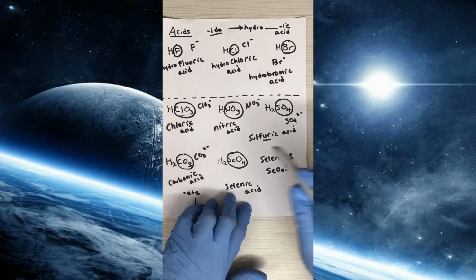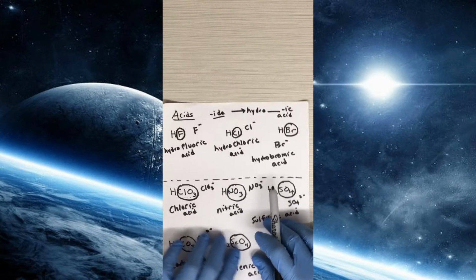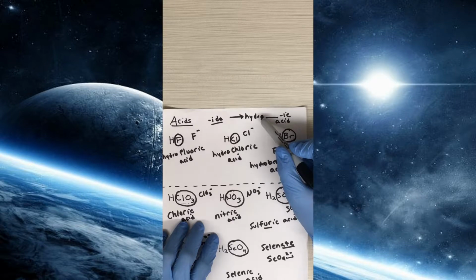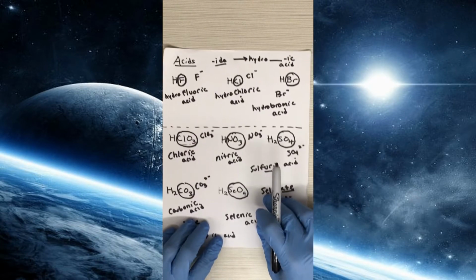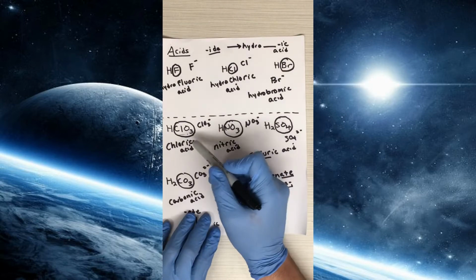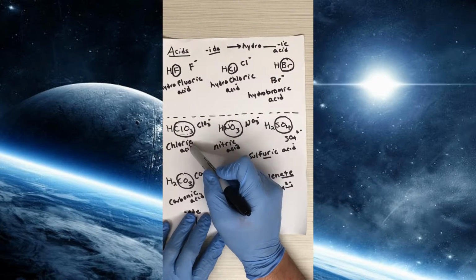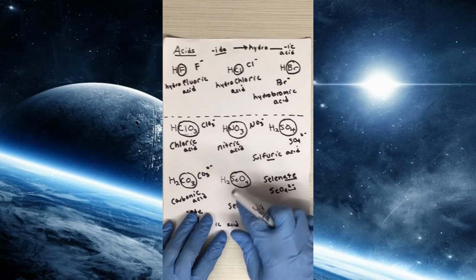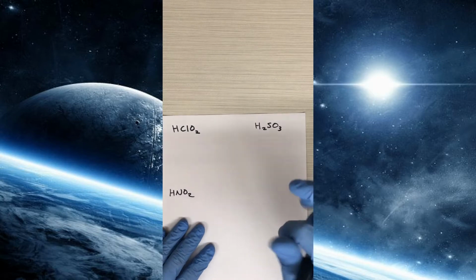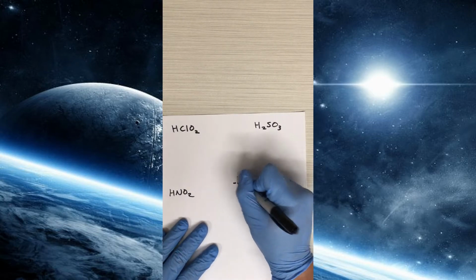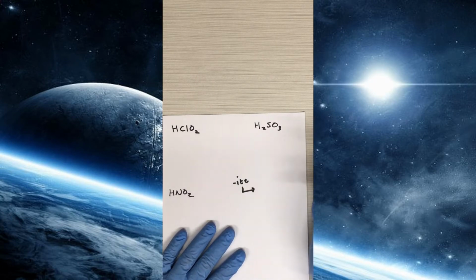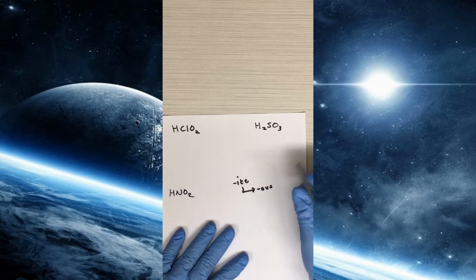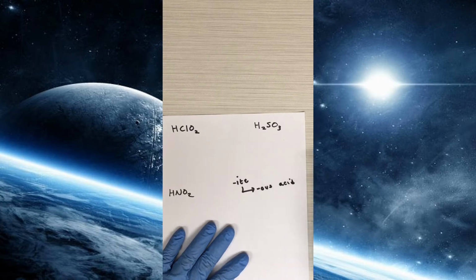And again, this rule is different from the first one in the sense that you don't have to add the hydro in front. So if it's -ide, you do hydro and then -ic acid. If it just ends in -ate, you just drop the -ate and add -ic acid. All right, so let's actually look at the last rule. And this is going to be whenever we have one of these that ends in -ite. When we have an anion that ends in -ite, if we want to name it as an acid, we drop the -ite and add -ous acid.